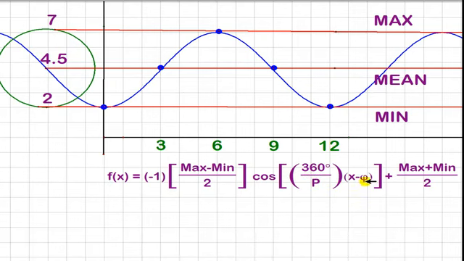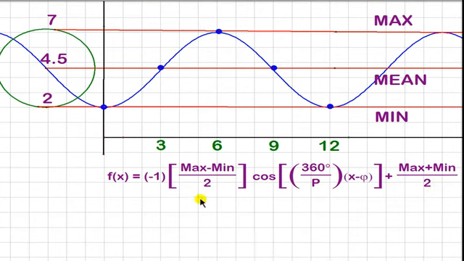And then we look at the phi, which is the phase shift. Did this horizontally move either left or right from where it should have begun at the point 0? In this case, it doesn't give a shift. It neither moves left or right, so the phi value is 0. Now let's look at the vertical displacement. You just take the maximum plus the minimum and divide by 2. So in this case, you go 7 plus 2, which is 9, and then divide by 2, which is 4.5.